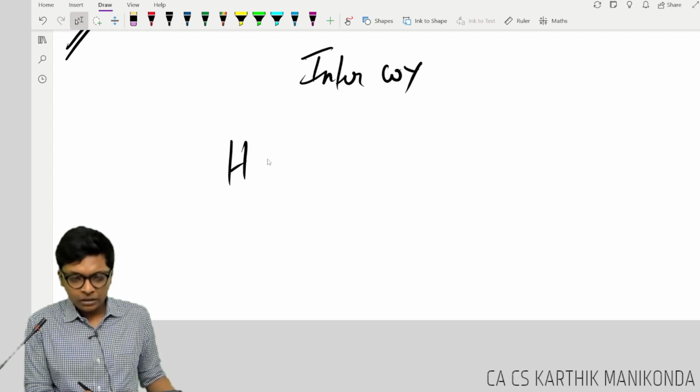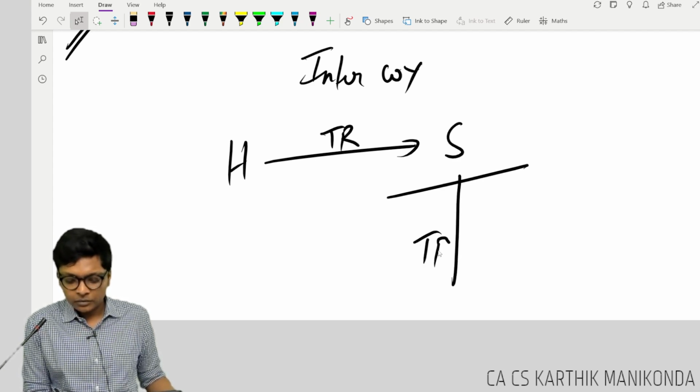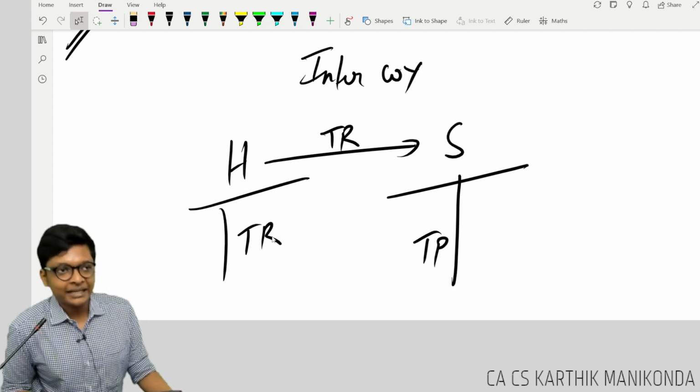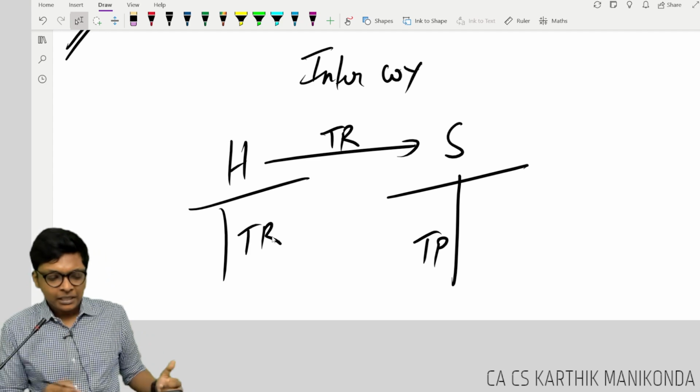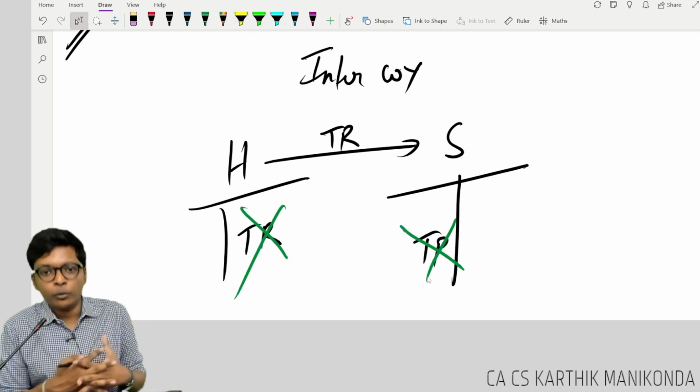If holding has trade receivables from subsidiary, for subsidiary it will be trade payables, correct? So for holding it's trade receivables, for subsidiary it's trade payables. In consolidation, I will knock off both.